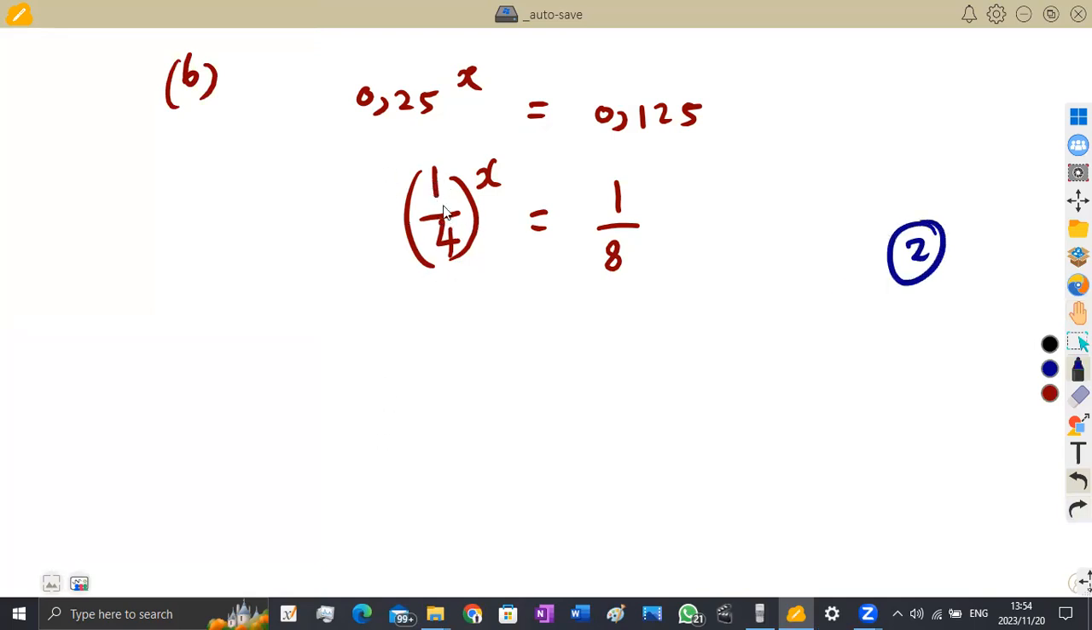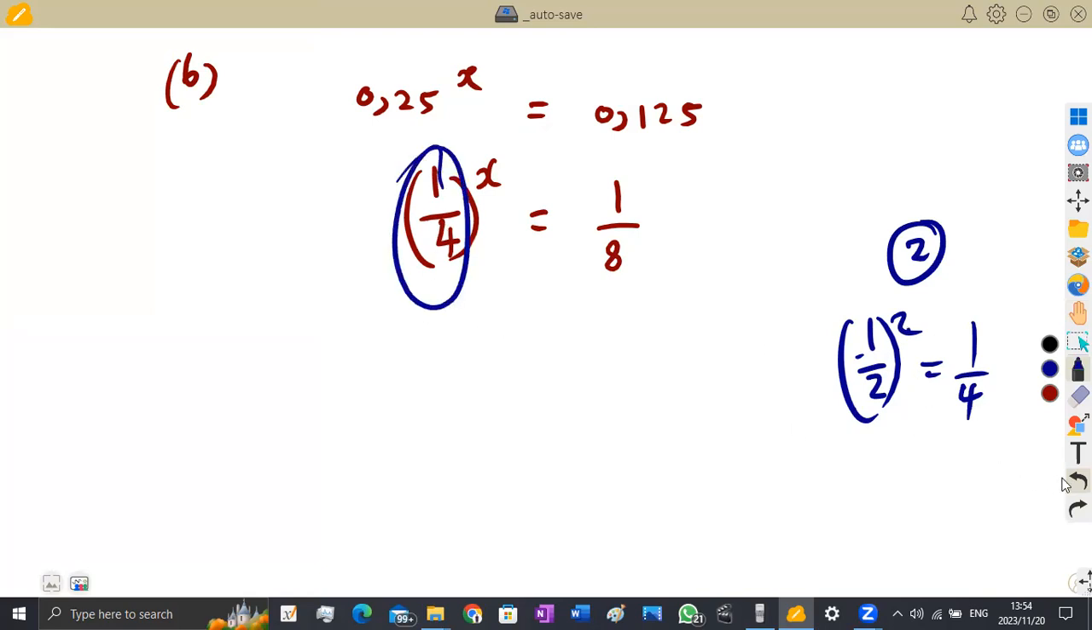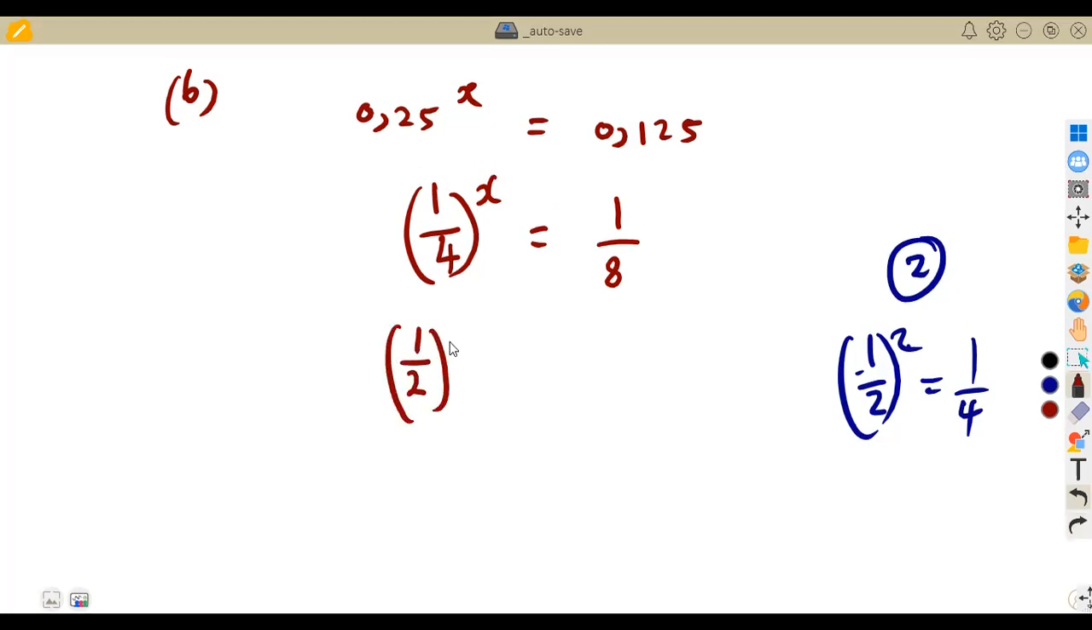Remember, 1 over 4 is the same as 1 over 2 to the exponent of 2. 1 to the exponent of 2 is 1. 2 to the exponent of 2 is 4. So if I see 1 over 4 and I see 1 over 2 squared, I still have the same thing. So I can rewrite this as 1 over 2 to the exponent of 2, all raised to the exponent of x. You're going to multiply that by x, which will be 2x.